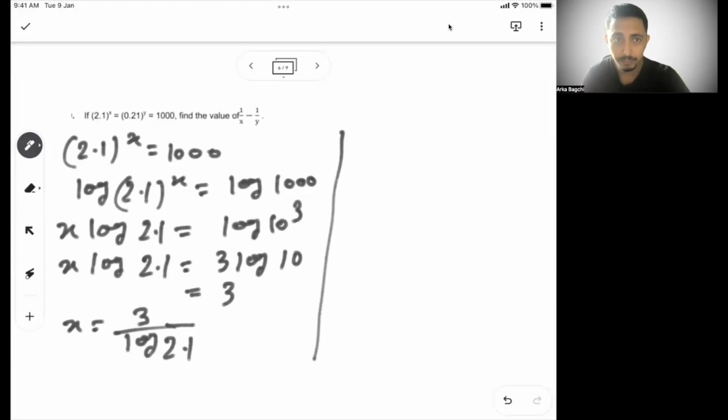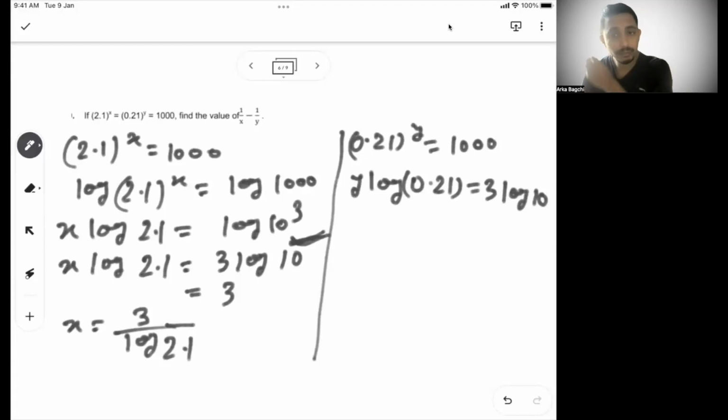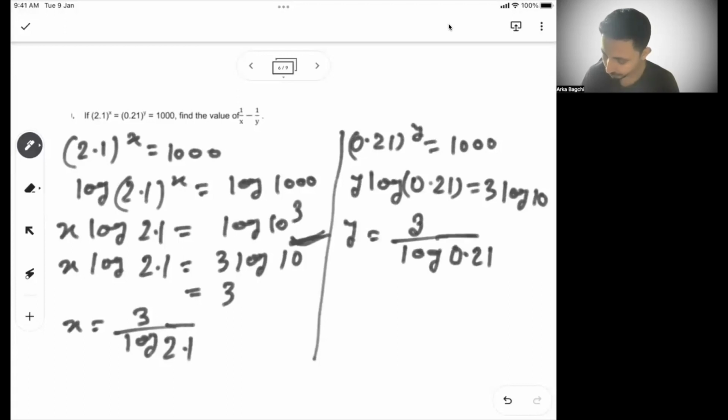Similarly, what is there for y? I know 0.21 to the power y is 1000. So similarly, I can take log on both the sides and write y log 0.21 is equal to 3 log 10. The same way we did here, we take log on both the sides and in 10 cube, 3 comes in front. So then I can say y is also 3 by log of 0.21, right? Okay.